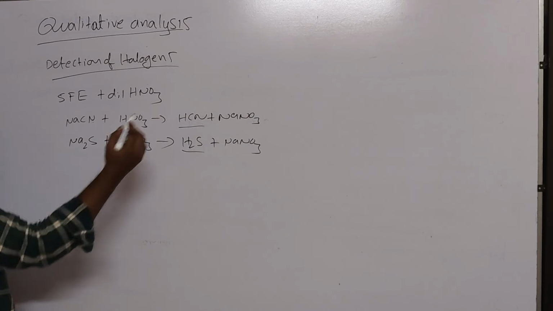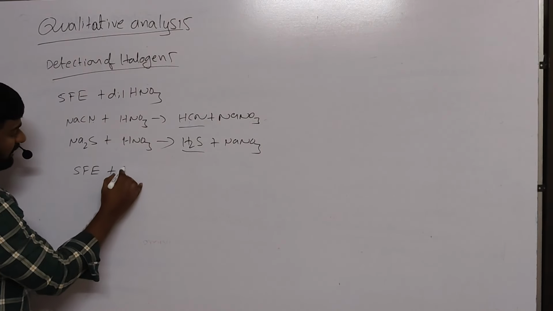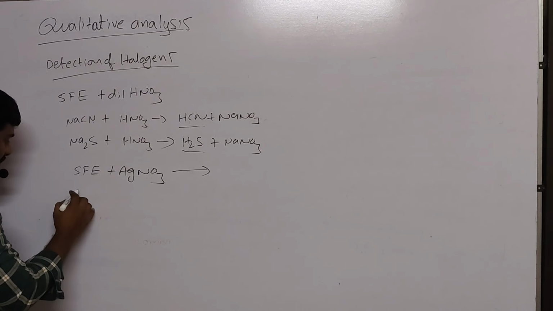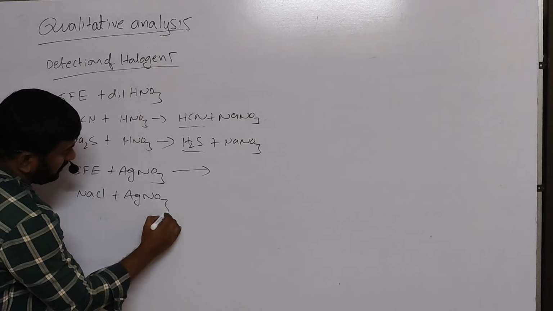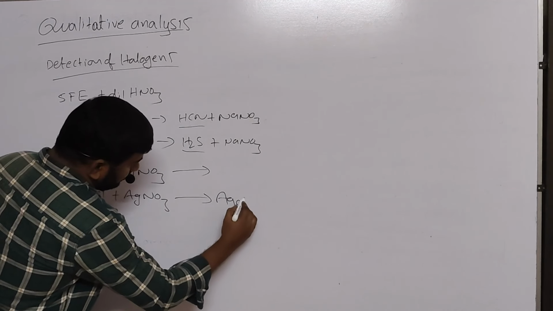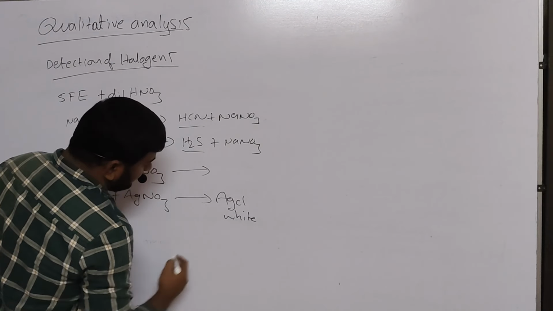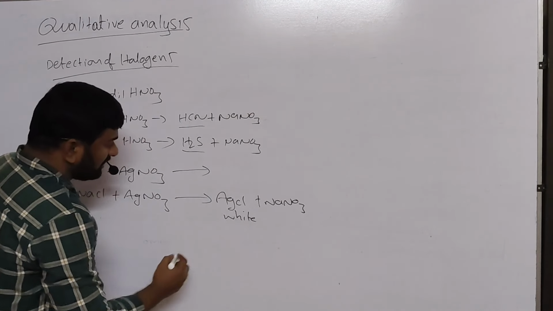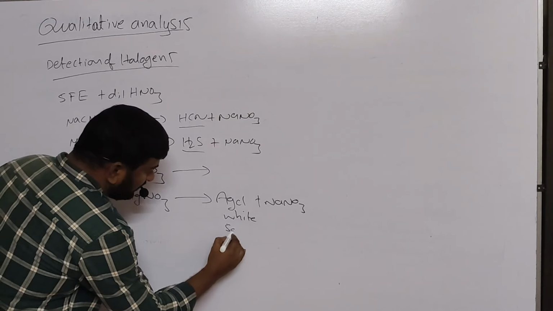In the case of halogens, to the SFE you have to add AgNO3. Suppose chlorine is present as NaCl, then it reacts with AgNO3. What will we get? AgCl, which is a white colored precipitate, and NaNO3 is commonly obtained. This is soluble in NH4OH.